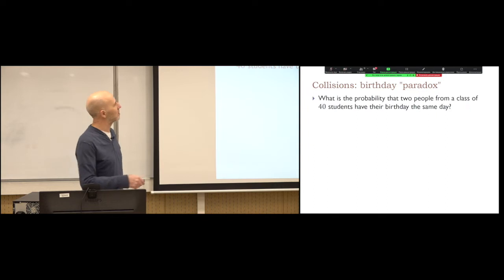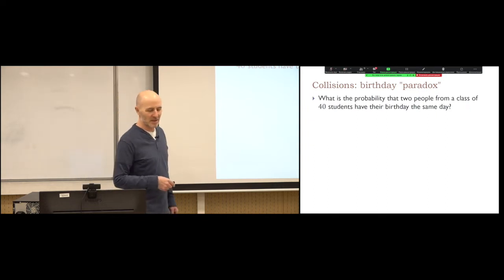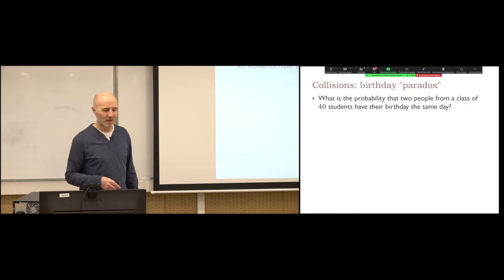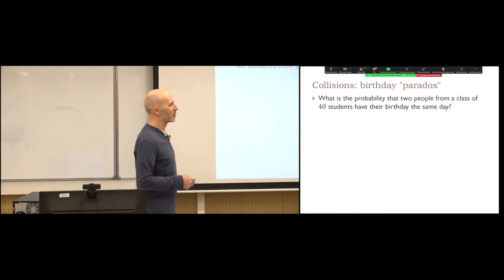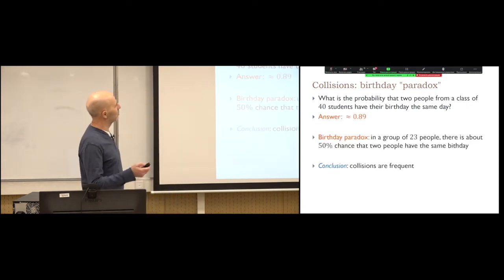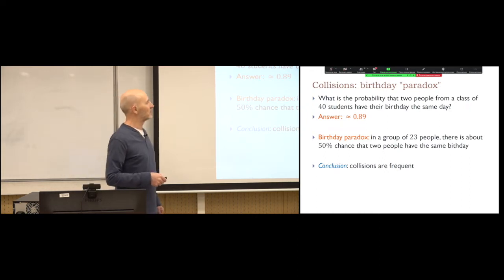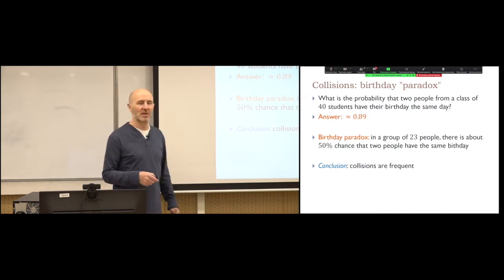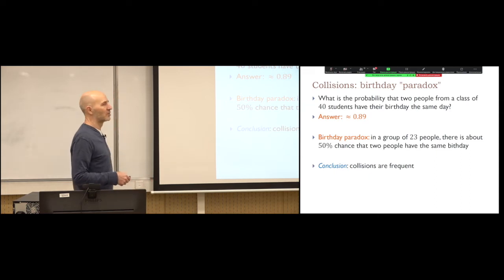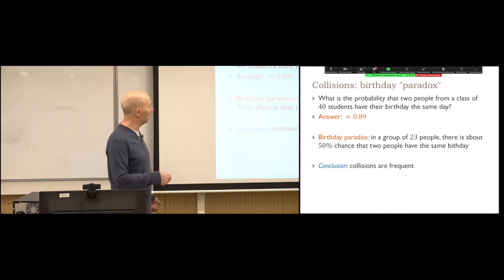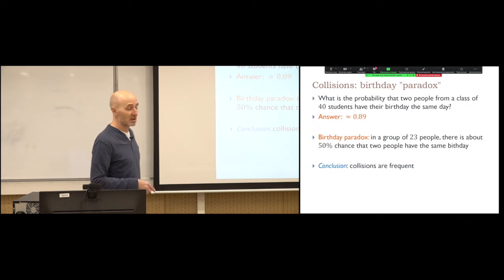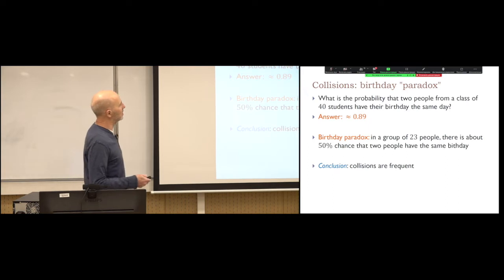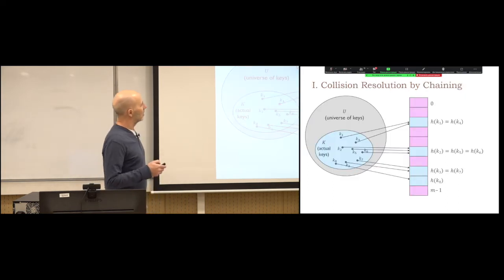It's not a paradox, I put quotes because it just means that we are not very good at estimating probabilities. So you know that the probability is very high, and even if you have a group of 23 people already, the chances that two of them have the same birthday is already about 50%. So this illustrates that collisions are very common, very frequent, and we need to deal with them. So how do we deal with them?